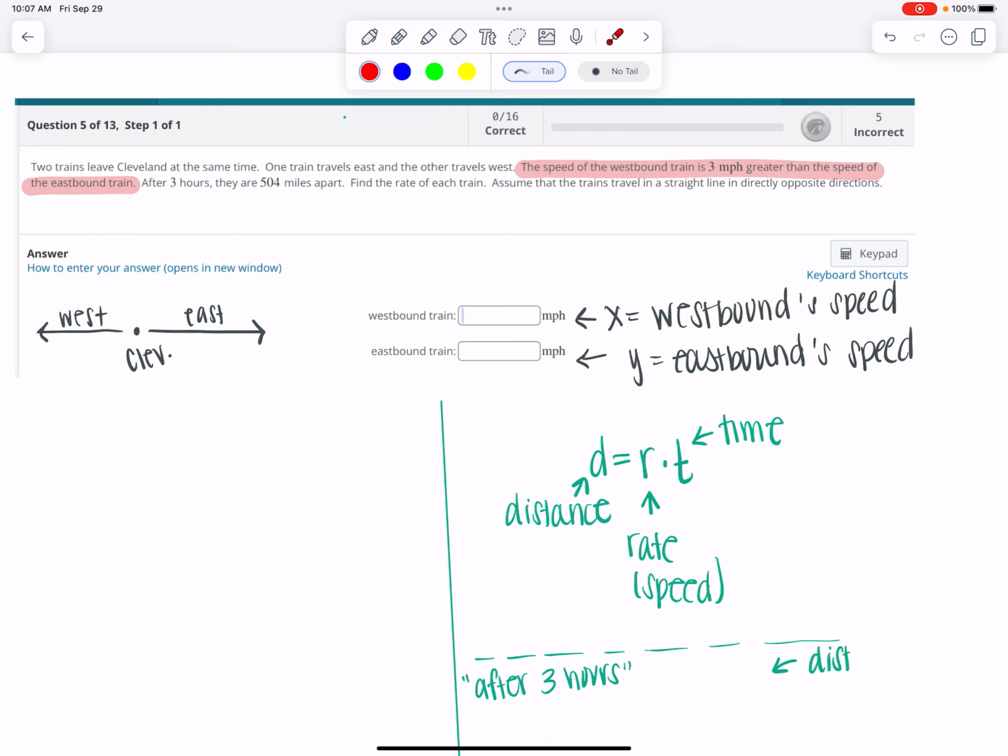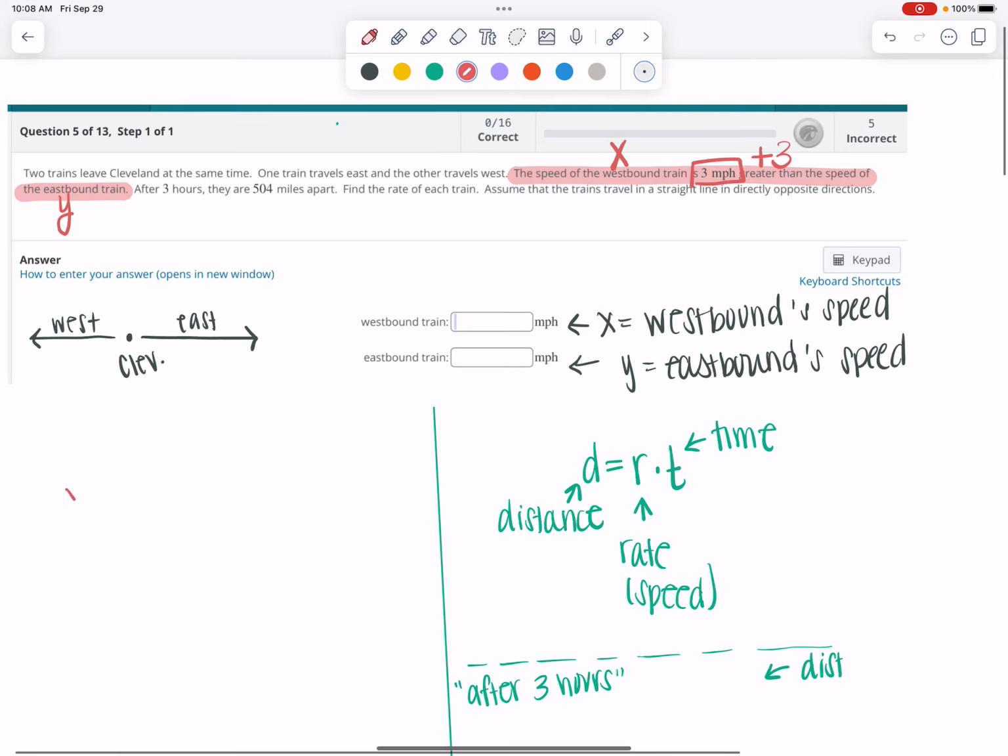So now that I have that, let's go back to my sentence that I've highlighted. The speed of the westbound, which is x, is 3 miles greater than the speed of the eastbound. Why? Well, 3 miles greater is going to be a plus 3, and so x is going to equal y plus 3. So that is going to be my first equation. The speed of the westbound train is 3 miles greater than the speed of the eastbound train. x equals y plus 3, or 3 plus y.